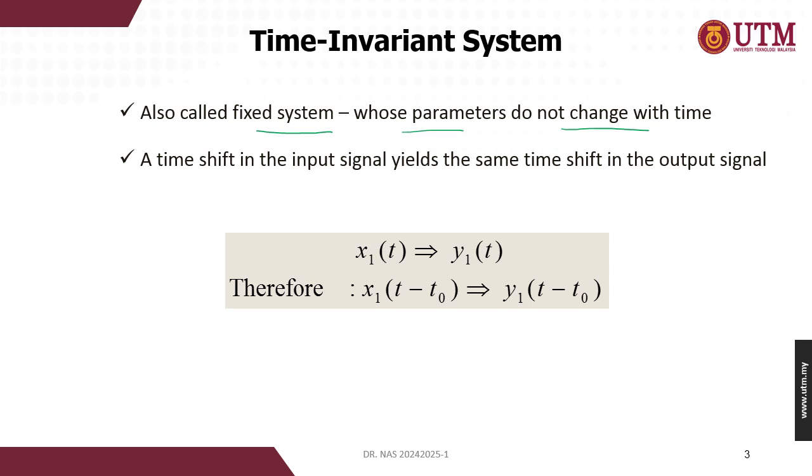Okay, in time invariant, a time shift in the input causes the same shift in the output. Okay, the same time shift. So let's look at this general equation. For example, if you have the input as x1(t), it will produce y1(t), but when there's a delay or a shift in time by t0, the output will also be shifted by the same t0.